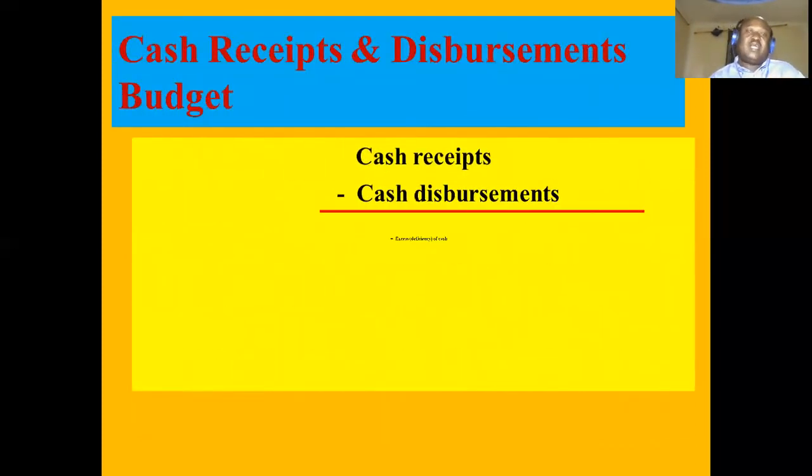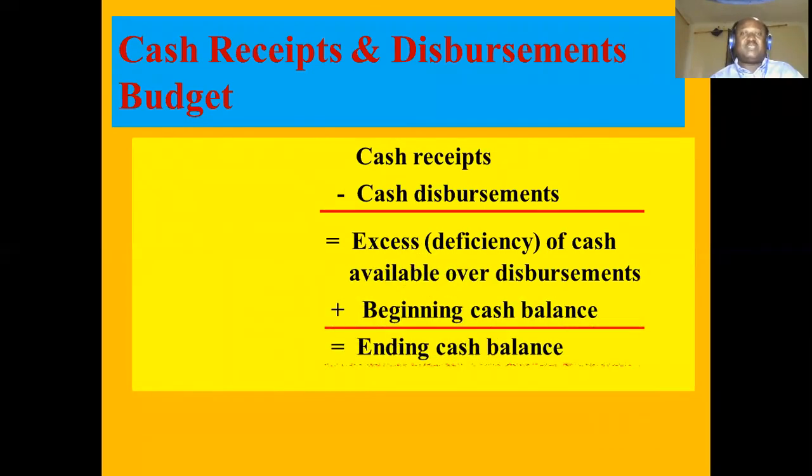Okay, that's good. Lastly, let's look at cash receipts and disbursement. We get cash receipts minus cash disbursement. That's cash in, cash receipts, cash disbursement, cash paid. The balance will be excess or deficiency of cash available over disbursement. And we add the beginning cash balance. What we shall get is end cash balance. Cash in minus cash paid, add cash at the beginning, we shall get the ending cash balance.